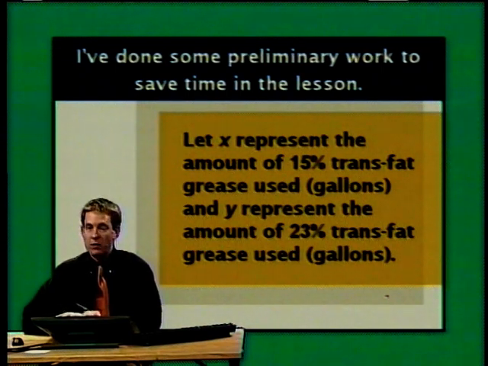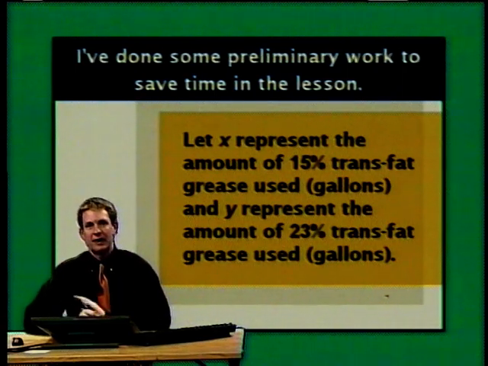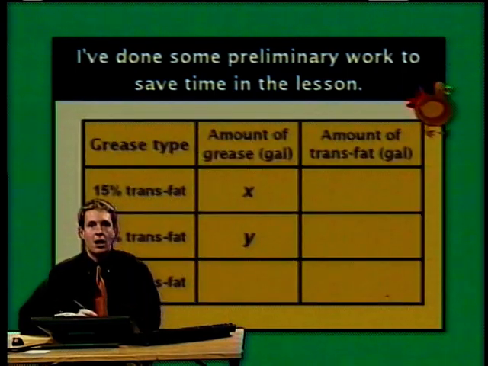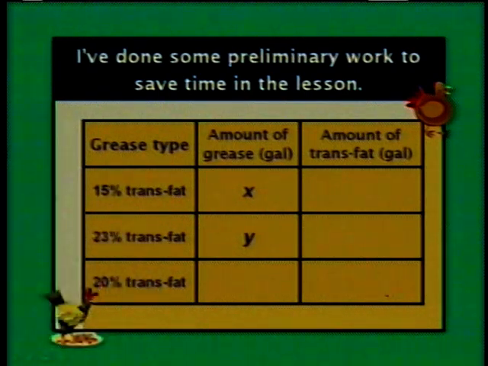The next thing we did when working mixture problems was we made a table to summarize the data. In my table here, I have 3 rows, other than the heading row. The 3 rows are the 3 different types of grease. I defined x to be the amount of 15% trans fat grease used, and y to be the amount of 23% trans fat grease used, both measured in gallons. Since I'm mixing together those 2 greases, the amount of 20% trans fat grease I'll end up with is x plus y.